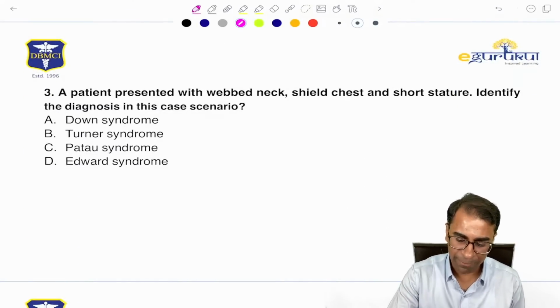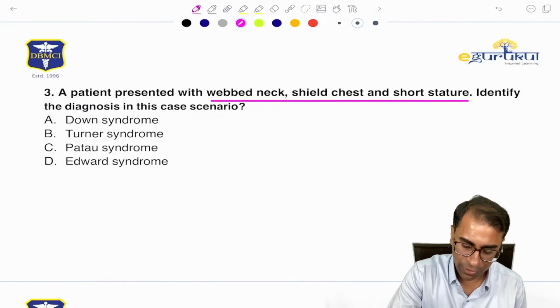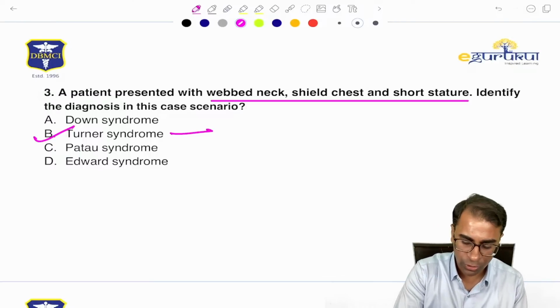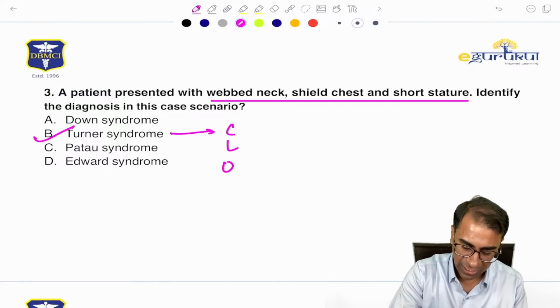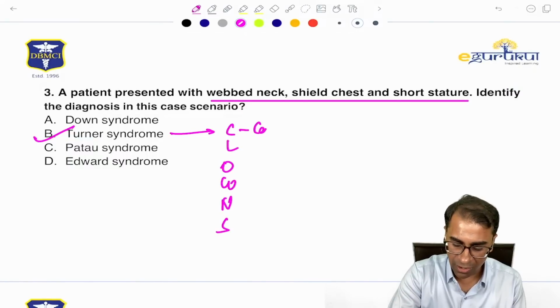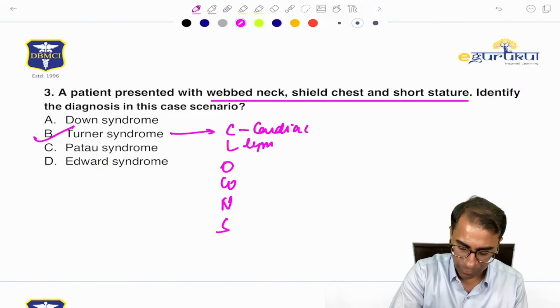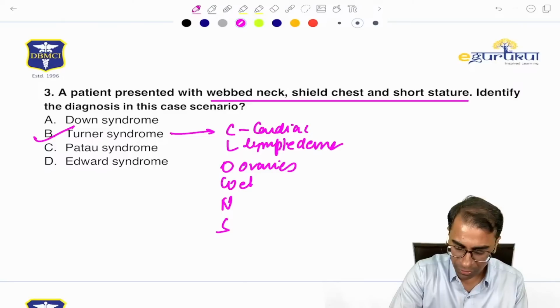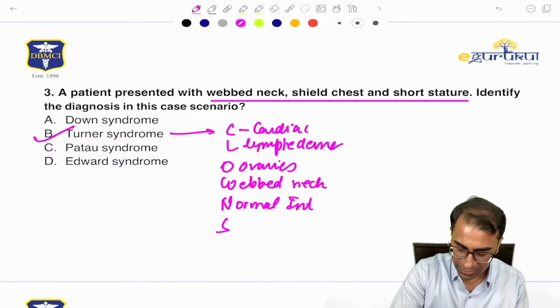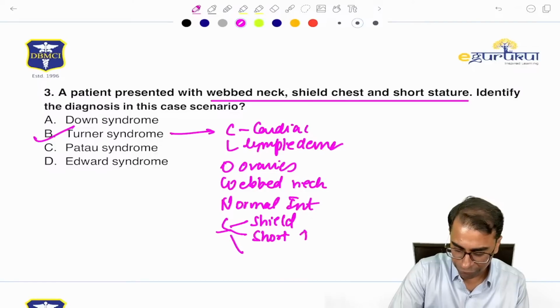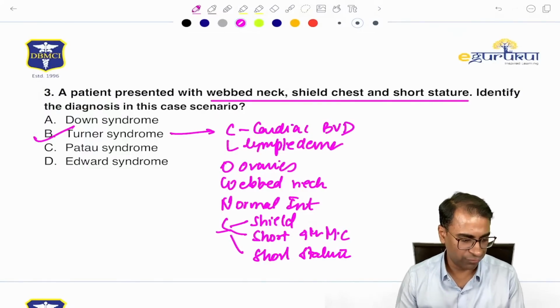A patient presents with web neck, shield chest and short stature. क्या हो गया? It is Turner syndrome. Turner syndrome is remembered by a mnemonic, yes, it is CLOWNS. Then C is cardiac anomaly, L is the lymphedema. ठीक है, O is ovaries are not well developed, webbed neck है, normal intelligence है, and S से 3 चीज है, shield shaped chest, short fourth metacarpal, and short stature. Remember, the cardiac anomaly most common is bicuspid aortic valve in Turner syndrome.